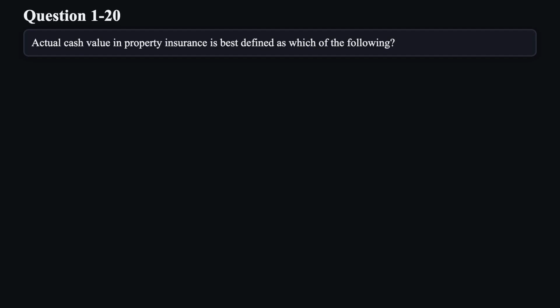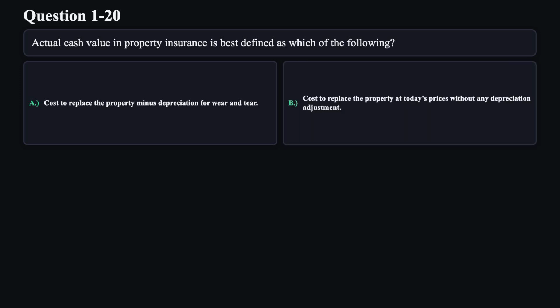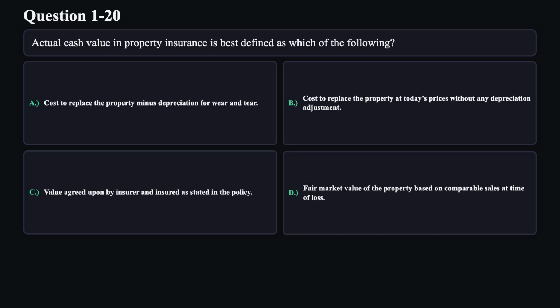Question 20. Actual cash value in property insurance is best defined as which of the following? A. Cost to replace the property minus depreciation for wear and tear. B. Cost to replace the property at today's prices without any depreciation adjustment. C. Value agreed upon by insurer and insured as stated in the policy. D. Fair market value of the property based on comparable sales at time of loss.